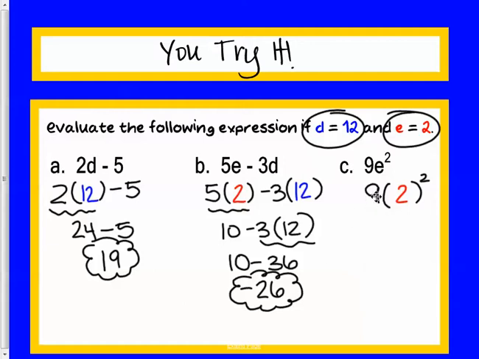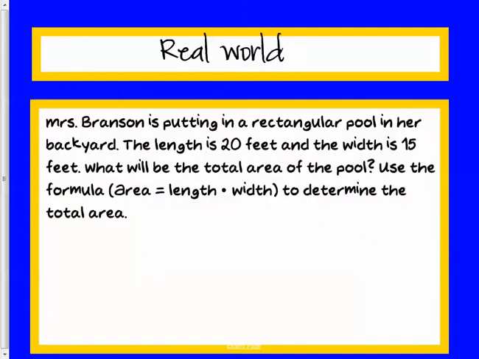Over here, do we multiply first or do we evaluate exponents? 2 squared always happens first, and 2 times itself 2 times gives me 4. Okay, so now we have 9 times 4, which gives us 36.